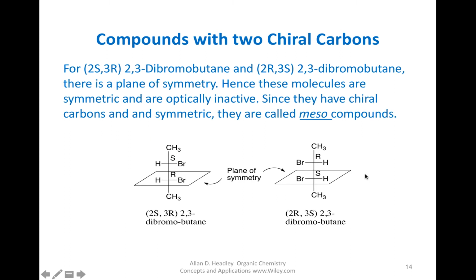So this one here shows it a little better. Here's the mirror image right down the middle, and this half reflects on that half. The other molecule here has a mirror plane right down the middle, where this half reflects on this half. Hope you can see that. So therefore they are the same molecule, and we describe that as meso compounds. A meso compound is one where there are chiral centers in the molecule, but there is a plane of symmetry.